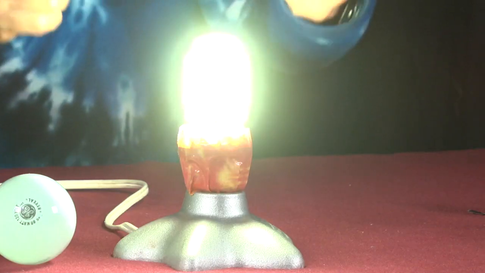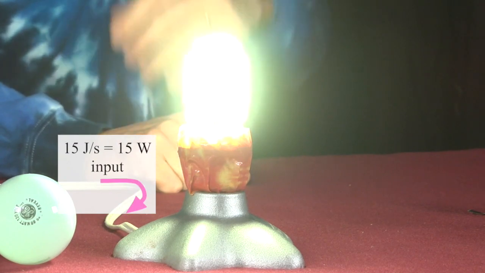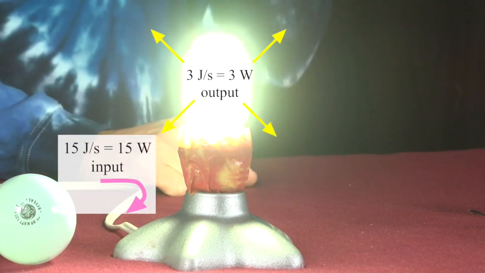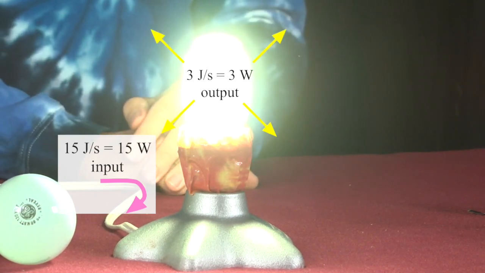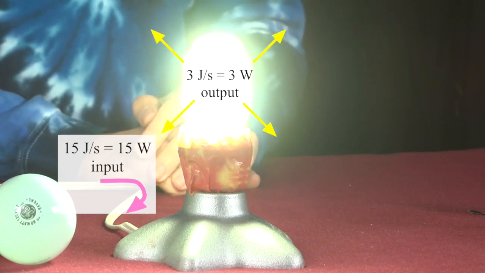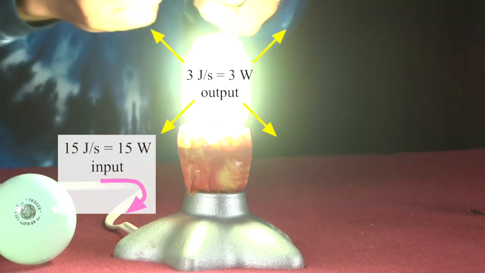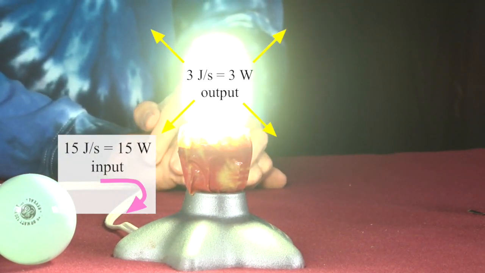So right here, I have a light bulb plugged into a socket. There's 15 watts of electric energy that comes in, 15 joules per second. What comes out is light, and there's about 3 joules per second, about 3 watts of visible light that comes out of this bulb. We have a question for you. What is the efficiency of this device? 15 watts in, 3 watts out. What's the efficiency? We'll give you some choices.